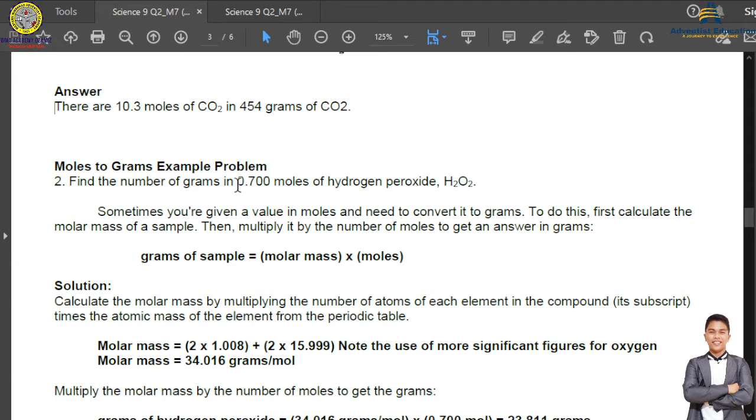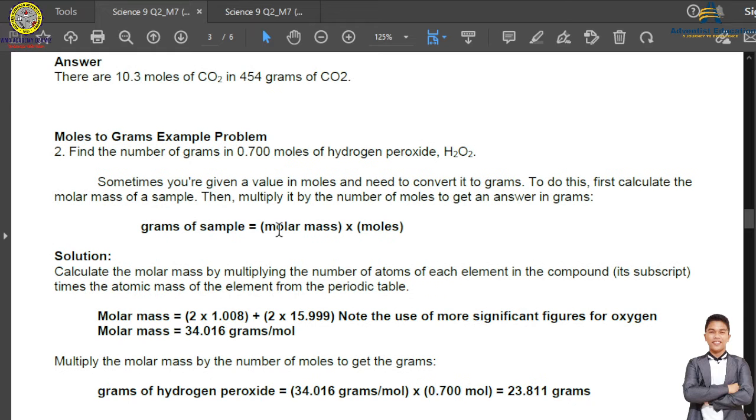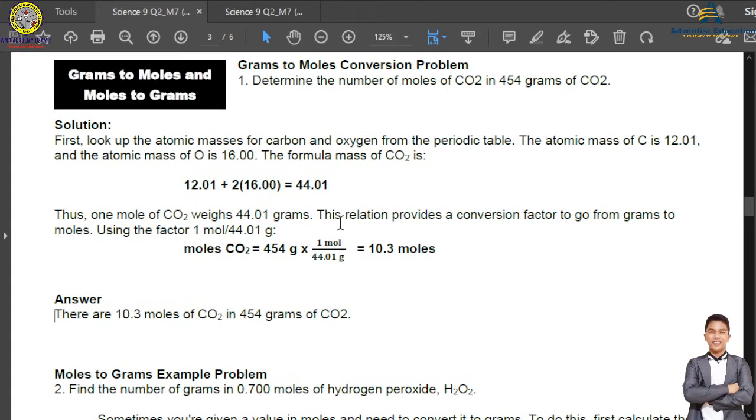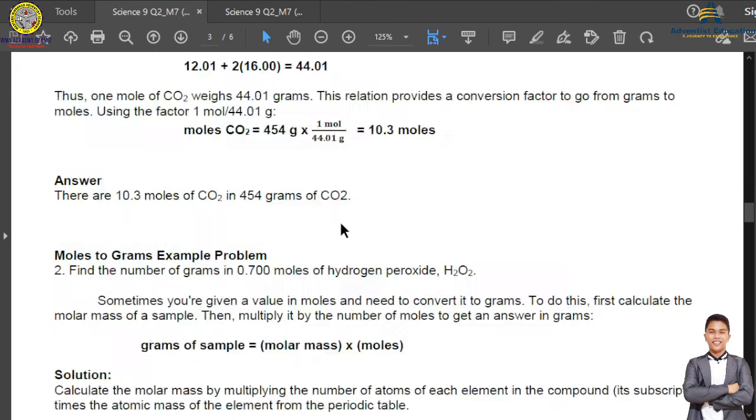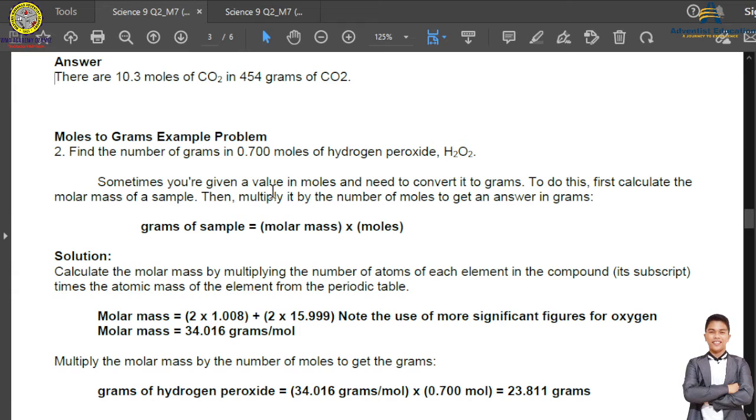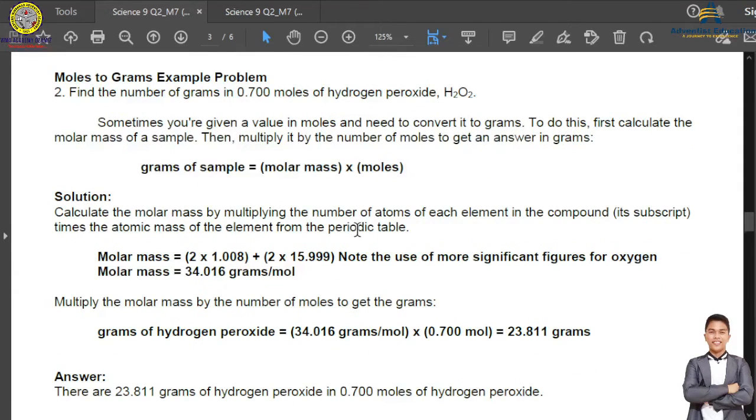Find the number of grams in 0.700 moles of hydrogen peroxide, or H2O2. That means there are 2 hydrogen and 2 oxygen in that compound. So what we're going to do here is grams of the sample equals molar mass times the moles. If in the first one, grams to moles, we use division, in this one, moles to grams, we will be using multiplication. Let's try, still using the molecular mass.